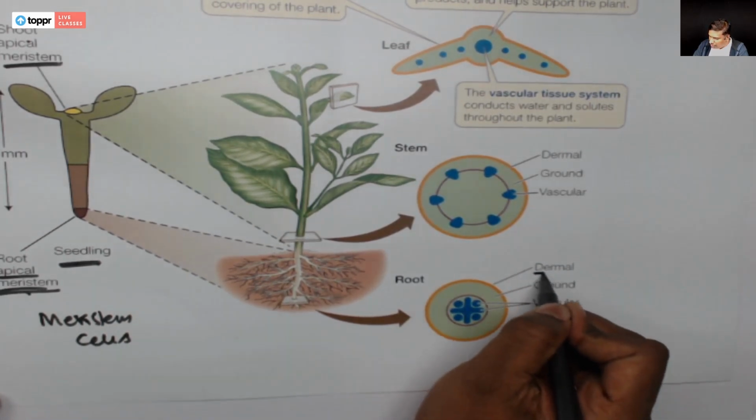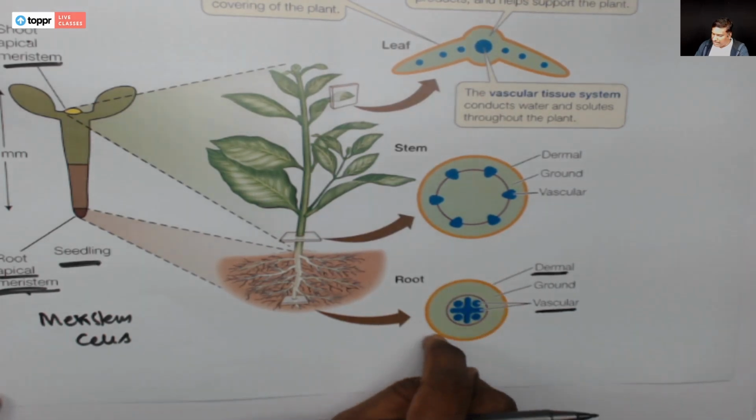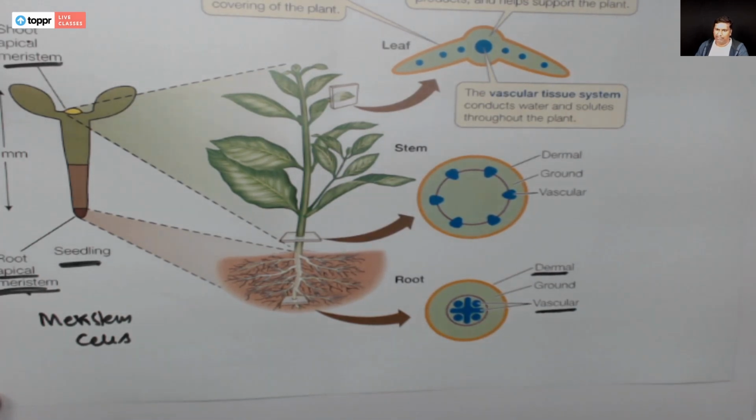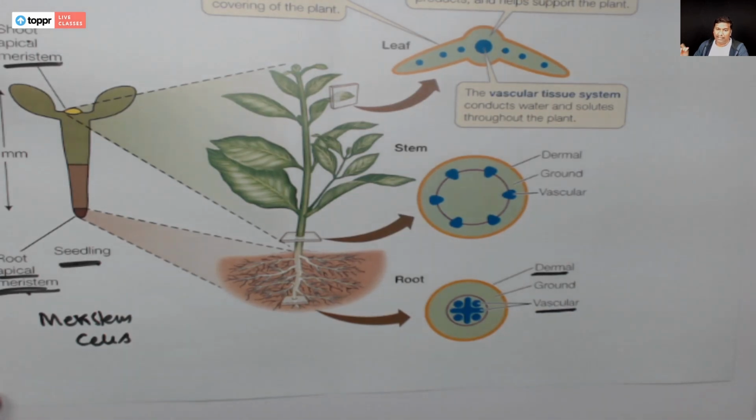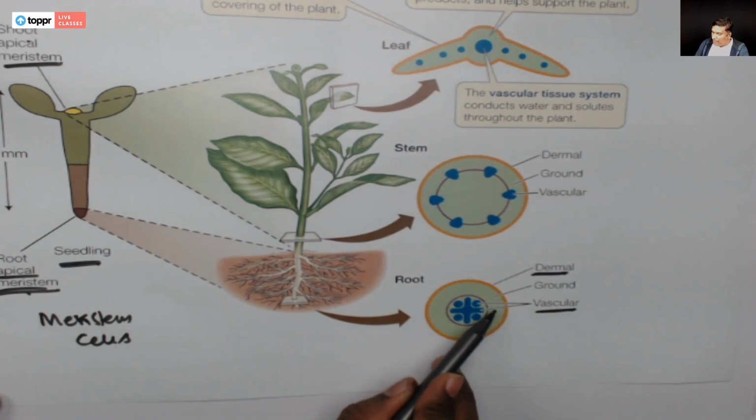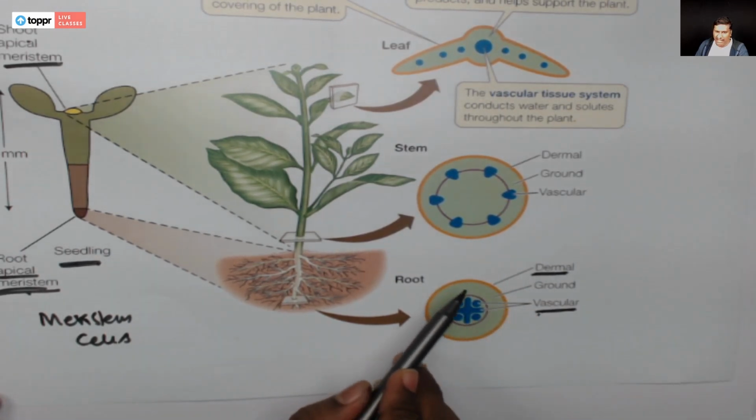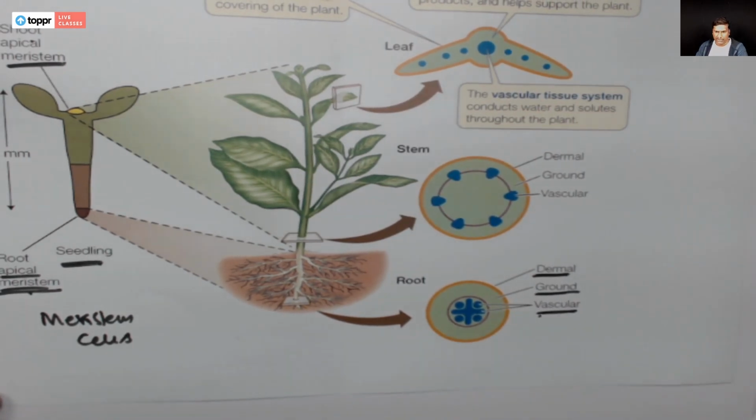The other tissue system is the dermal tissue system. The dermal tissue system forms the surface of the plant. Whatever you see externally is your dermal tissue system. All the surfaces of the plant are covered with the dermal tissue system. Between the dermal tissue system and the vascular tissue system, whatever is there is called the ground tissue system. So basically you have three tissue systems.